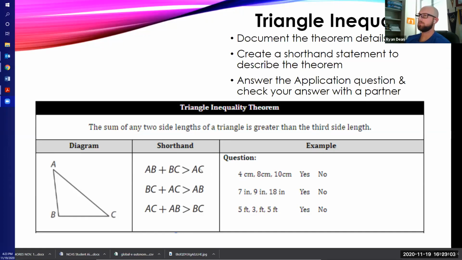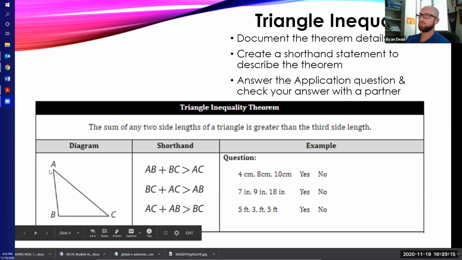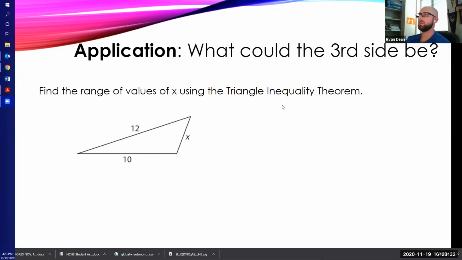Here's some shorthand. I actually wrote it out and solved, but the shorthand for each one of these would be this right here. All it's saying is that, like this one right here, the first one, AB plus BC is larger than AC. So here's a question that we just answered. Can a triangle have these given side lengths? We already answered that.